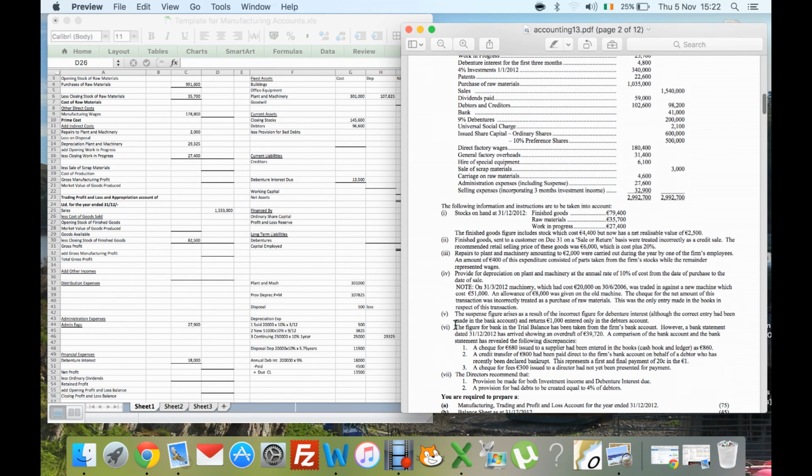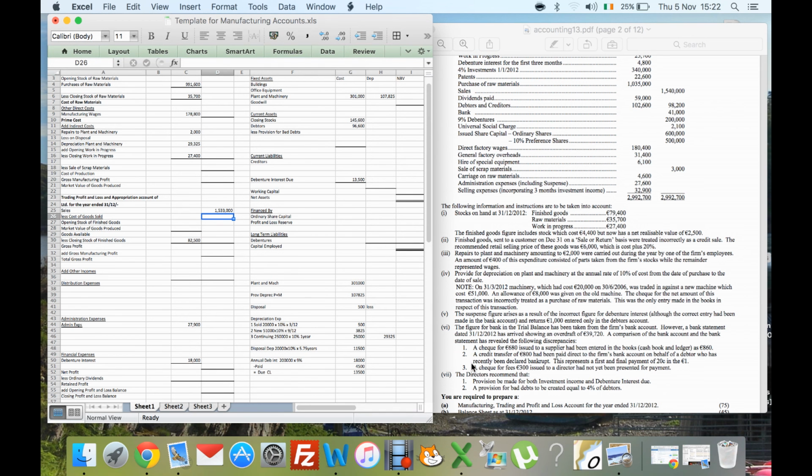Okay. Now the figure for bank in the trial balance was taken from the bank account. The bank statement showed an overdraft. So basically I need to fix my bank account, and I'll probably need to fix a few other things as I go along. So the bank account I'll have here, and then down here I'm going to have a bank statement so that I can correct it. So what I'm doing now is a bank reconciliation, just fixing the statement. So the bank statement at the moment says minus 39,720.